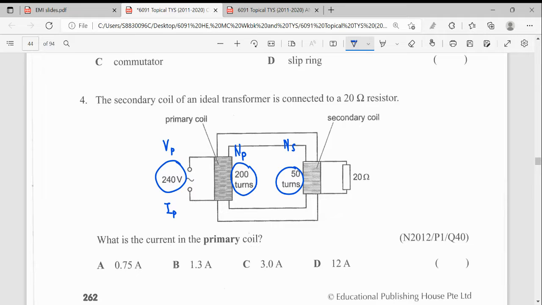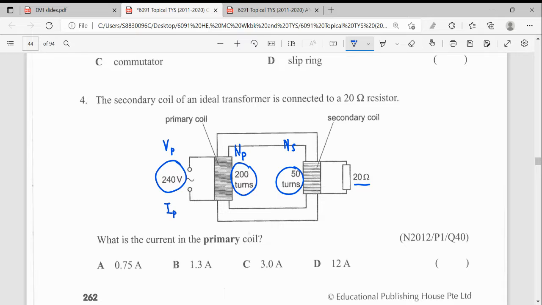So we're only given a 20 ohm resistor. So how can we make use of this 20 ohms? Because this 20 ohms is on the other side, right? So we actually need to find, not VP, but VS and IS of the other side, the secondary coil, so that we can make use of the 20 ohm resistor.